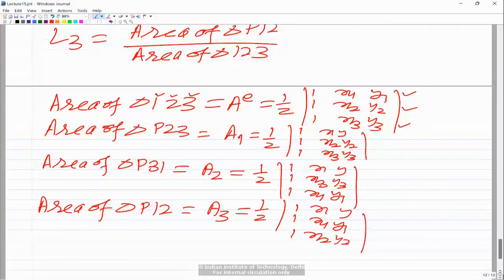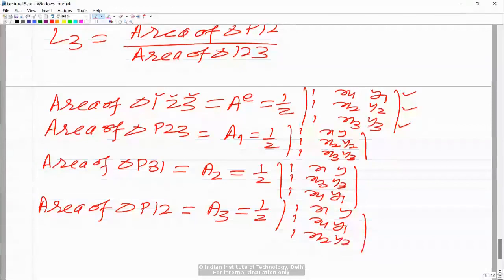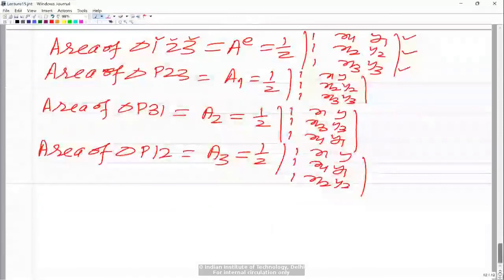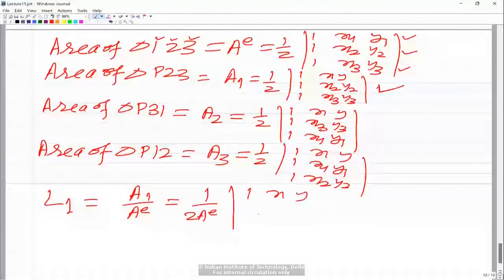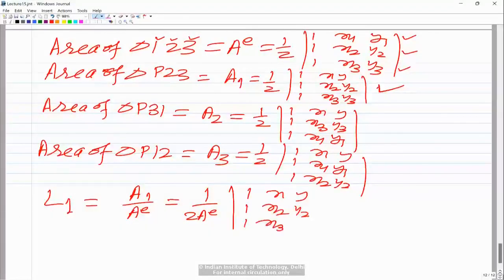So yeah, now if you look at the area of the triangle 1, 2, 3, that is the total area of the triangle, and let us say that is AE. So you can write L1 is equal to A1 by AE, and AE is the area of the whole triangle. It is independent of x and y coordinates, so I can simply write A1 as one upon 2 AE, the denominator I am writing just as AE, into determinant 1 x y, then 1 x2 y2, 1 x3 y3.